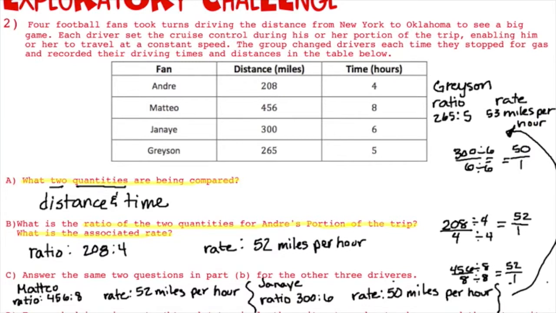Okay, so far we've figured out the ratio and the rate for each of them. Now it asks us, for each of the drivers in parts B and C, to circle the unit rate and put a box around the rate unit. So here I have a unit rate of 52, so I'm circling that, and my rate unit was miles per hour. Again, up here it was 52, and my rate unit was miles per hour. I want you to try the last two and come back and check your answer.